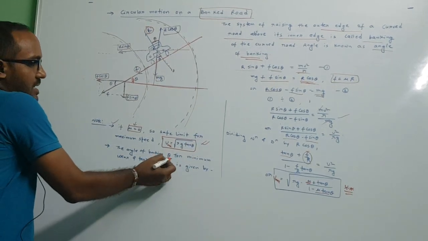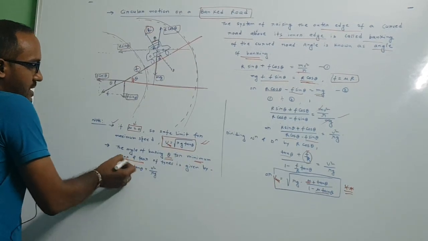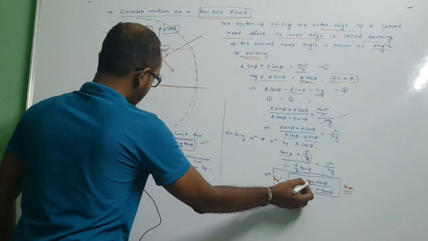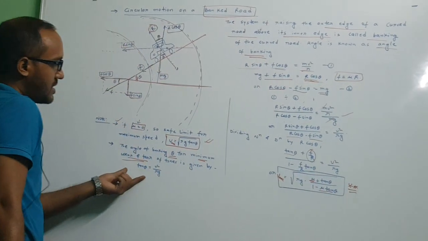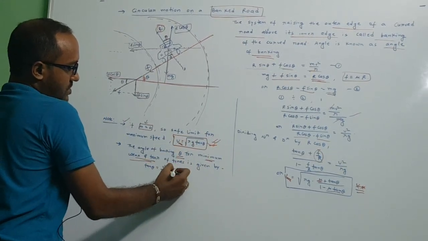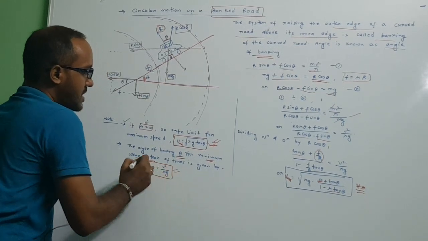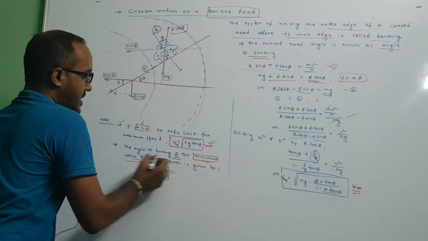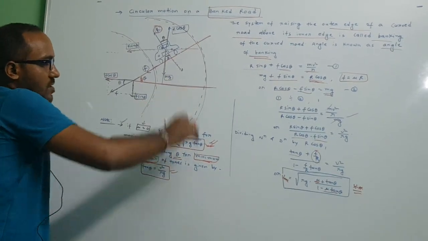And for the angle of banking theta for minimum wear and tear, if you put mu equals to 0 here, this would be tan theta. From here we can say that v square by rg should be equal to tan theta. This is the minimum angle for minimum wear and tear of the tires. So this topic is extremely important.